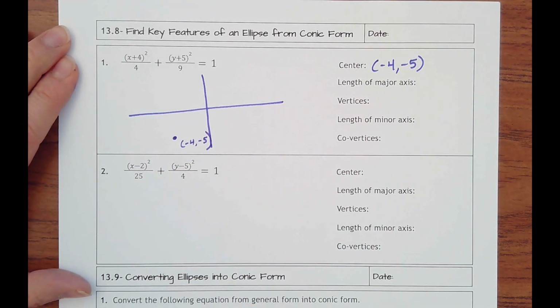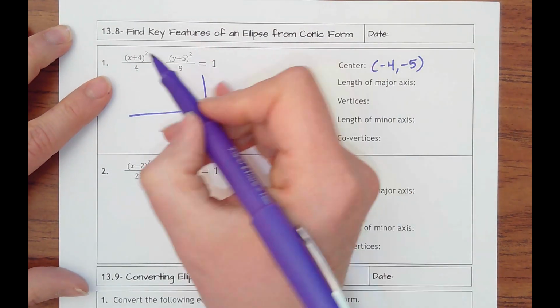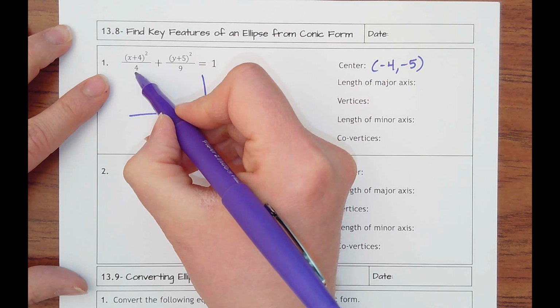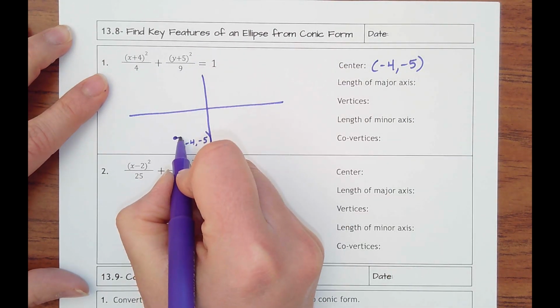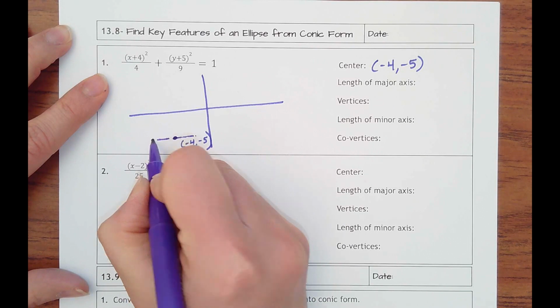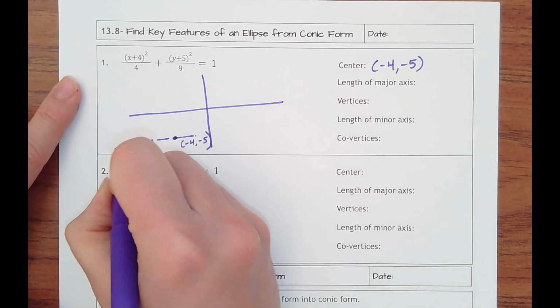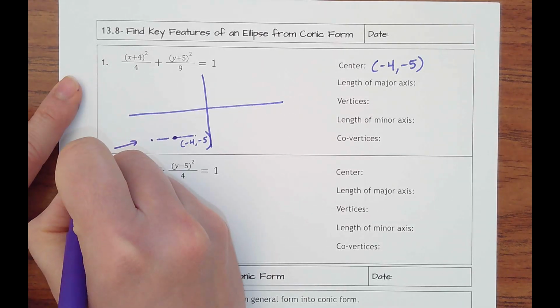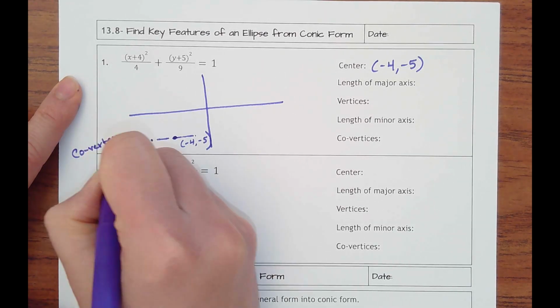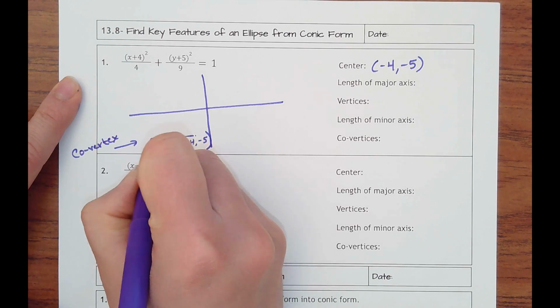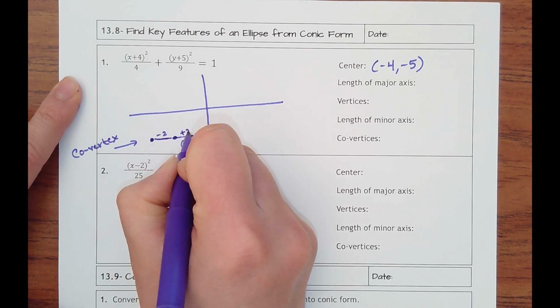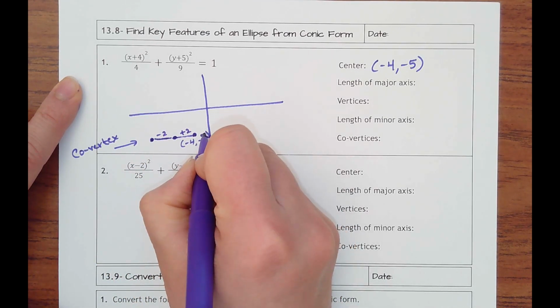Okay, so then I'm going to go ahead and graph it and say the square root of 4 is 2. That's going to change in my x direction. So I'm going 2 and 2. Those are going to be called my co-vertices. So I'll call that my co-vertex here. So I'm going back 2 and forward 2. And here.